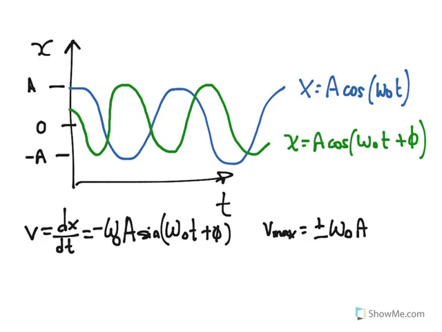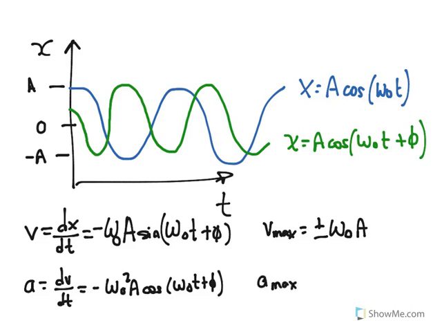Is it okay? And the acceleration is going to be the derivative of velocity due to time, or the second derivative of position, which at the very end will lead to minus omega 0 squared A cosine of omega 0 t plus phi. And this maximum acceleration is given as plus minus omega 0 squared A.